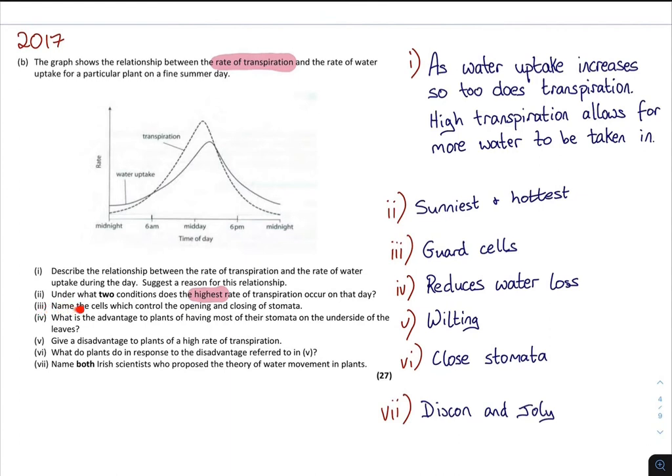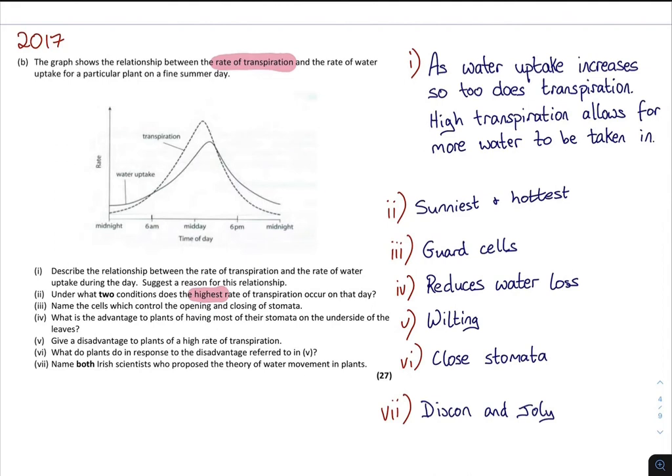Name the cells that control the opening and closing of the stomata. Well, that's the guard cells. What is the advantage of plants having most of the stomata on the underside of the leaves? So the waxy cuticle is on top, but the stomata are down the bottom. Why is that? Well, it reduces water loss. If the stomata were at the top, where it's exposed to the sun the most, then you're going to have a really, really high rate of transpiration, and the water uptake might not be able to manage.